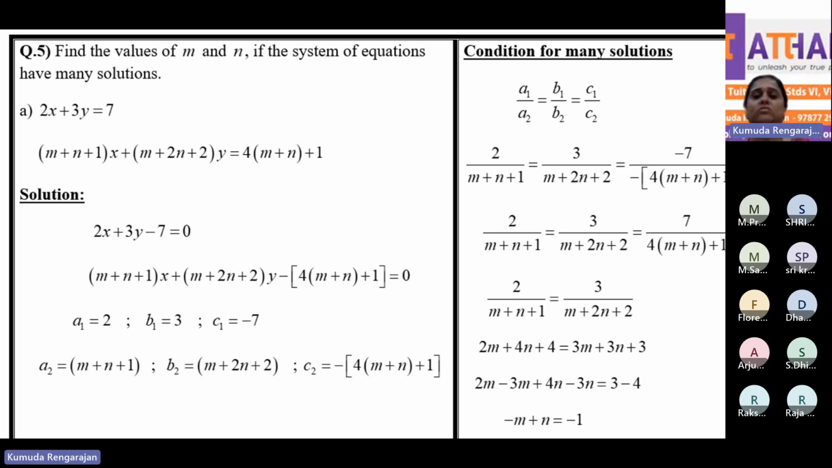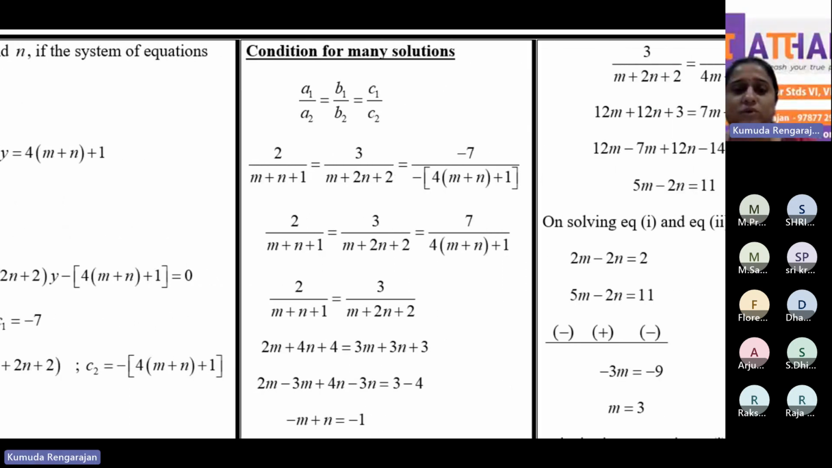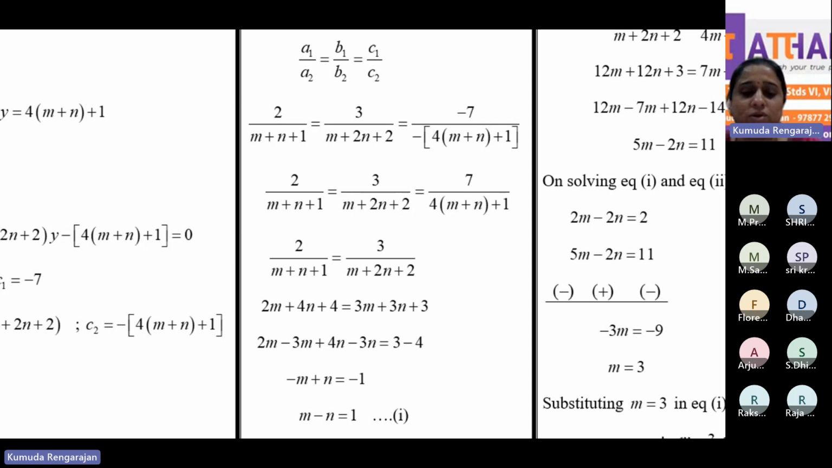Okay. Now, the condition for many solutions. A1 by A2 is equal to B1 by B2 is equal to C1 by C2 and substitute the values. So you can cancel this minus and minus. Children, please listen to me. This minus sign and minus sign will get cancelled. And then, of course, you can remove the bracket and all that.